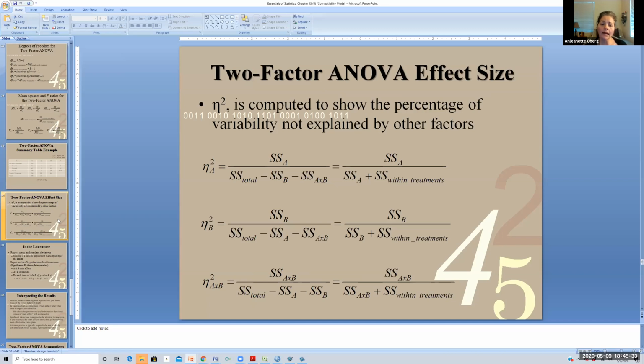When you do have a significant ANOVA or F test, you have to follow up with effect size. The effect size tells us the magnitude of that treatment effect. So for a 2-factor ANOVA, we use an eta squared, partial eta squared. And you do one for factor A, one for factor B, and one for the interaction.